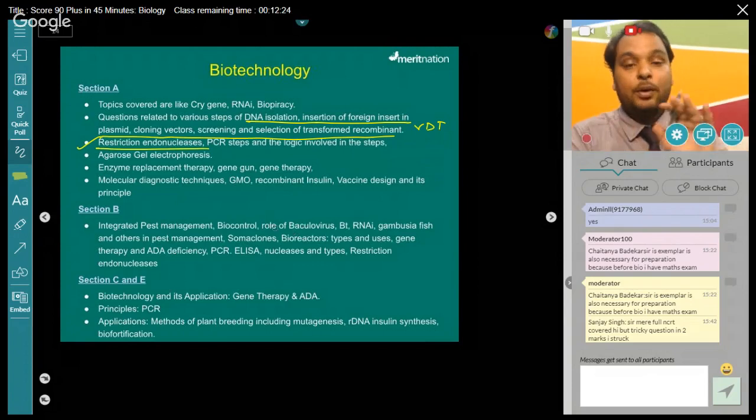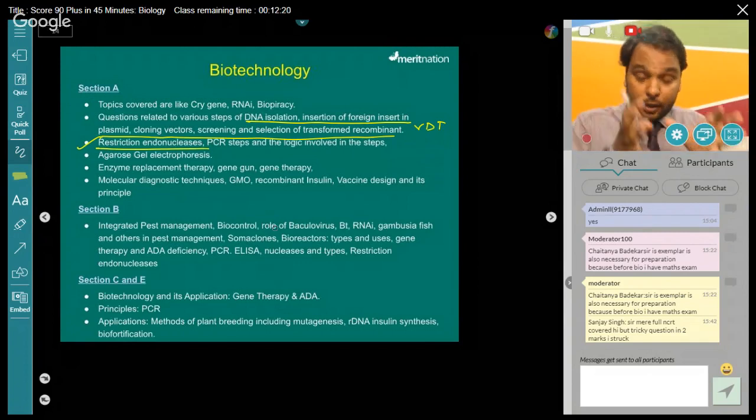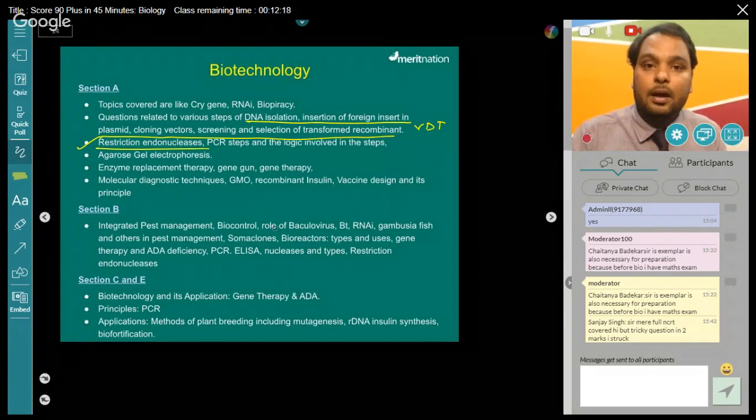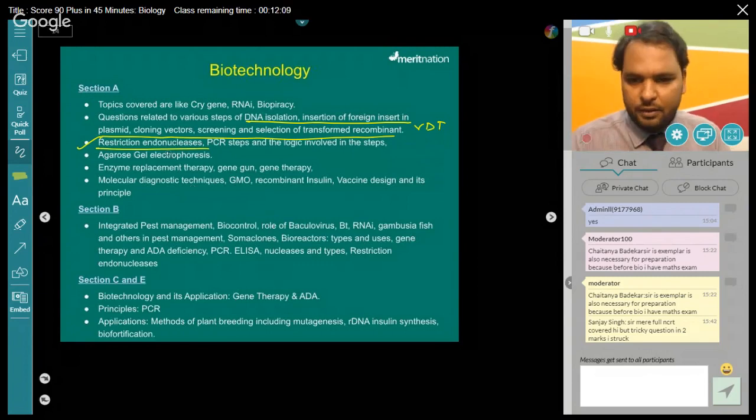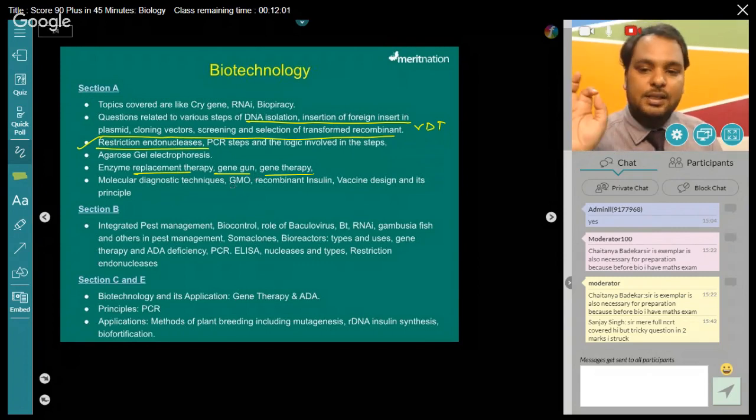PCR, again, you can learn by drawing the flow chart, and after that you can draw the diagram of it. The three processes, you can draw the diagram also. It's very easy, not a difficult thing. Then topics like gene gun and gene therapy, a 2 marks question will be there, or a 3 marks question. Diagnosis, GMOs, recombinant insulin, vaccine design, etc.